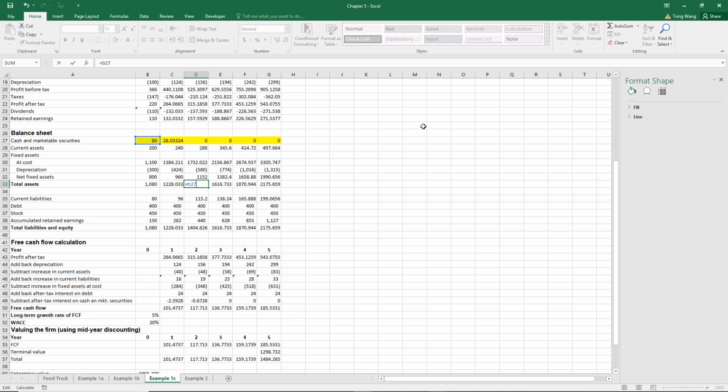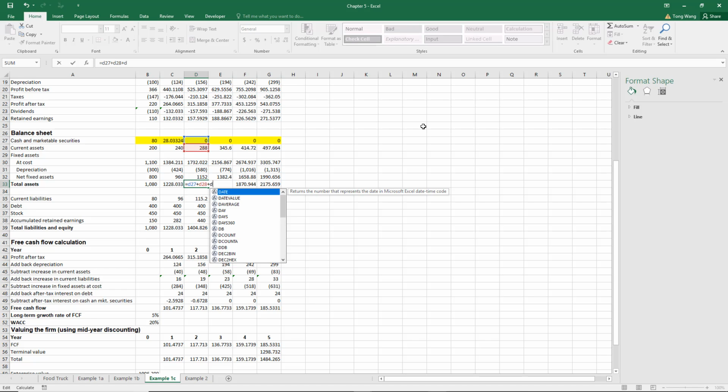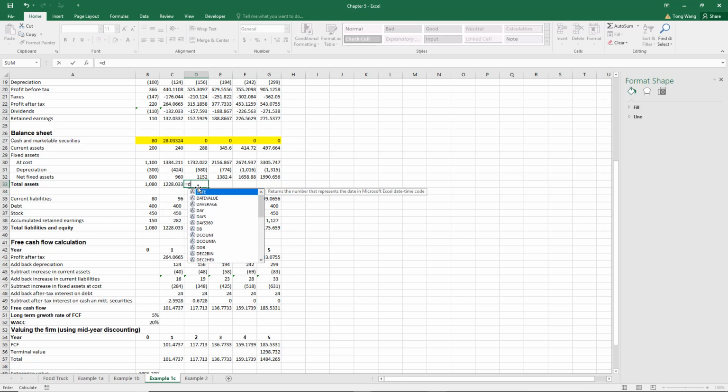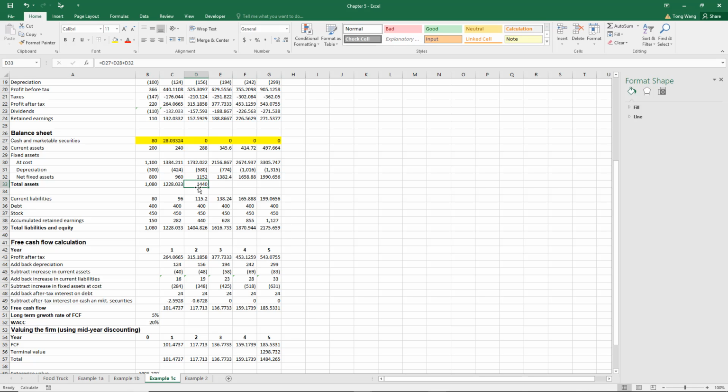Based on the new assumption, we're going to do D27 plus D28 plus D32. That's going to be the new value of our assets. Sorry, let me do that again. So it's equal to D27 plus D28 plus D32. And the balance sheet has to balance out, so that's equal to D33.